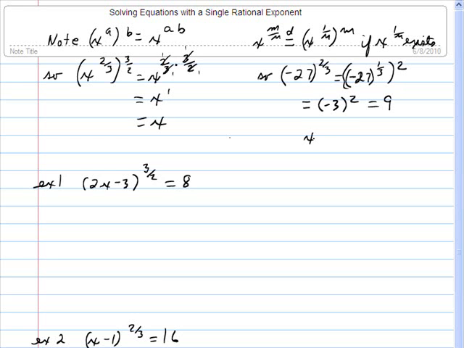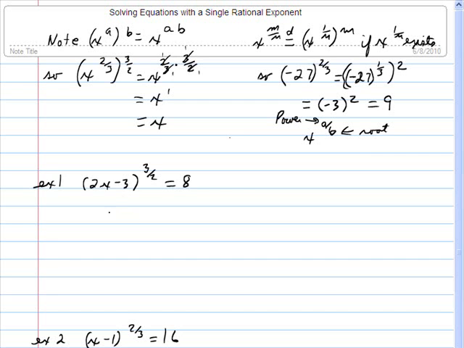In general, in x to the a over b, the bottom number is the root, the top number is the power. Think of it this way. Roots grow from below, so the root is on the bottom. Power comes from on high, so the power is on the top. Okay, with all that in mind, let's try the first problem.